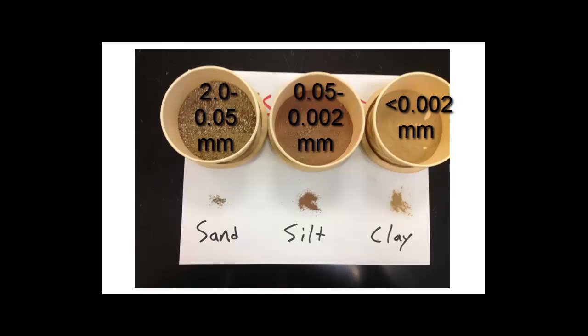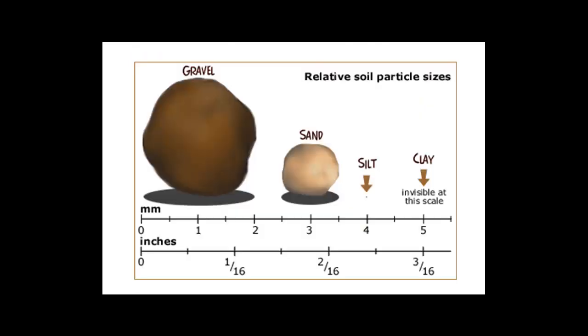Here are a couple of samples of sand, silt, and clay just to visualize them. Sand, again, is something that you can actually feel within your fingers, each individual grain. Feel really gritty. By the time you get down to silt and clay, the particle sizes are so small, they're hard to see individual particle sizes.